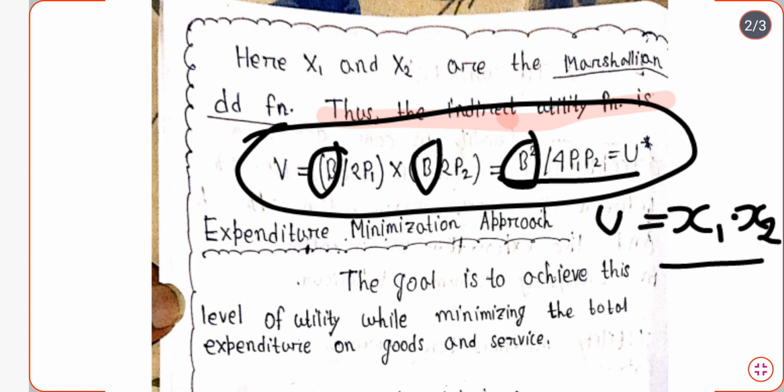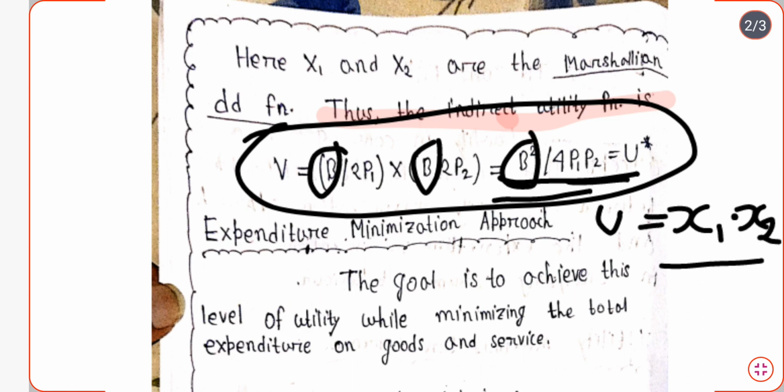The indirect utility function is the utility function where utility is represented by, or utility is a function of, the price of the commodities and the income of the consumer. As you can see here, the function is represented by m square, that is income, and p1 into p2, that is obviously the price of the commodities. So where the utility function is a function of the income of the consumer and the price of the commodities, it is called the indirect utility function.